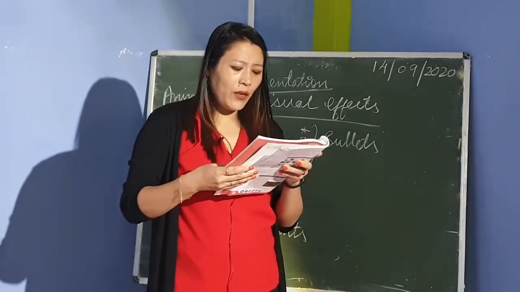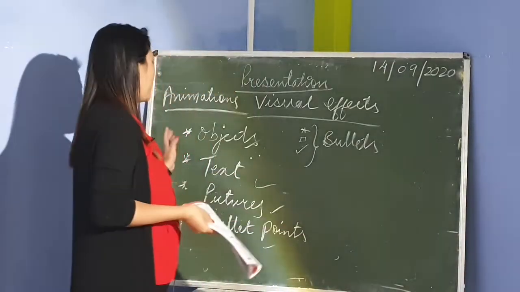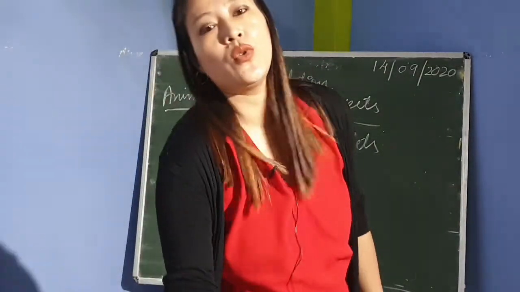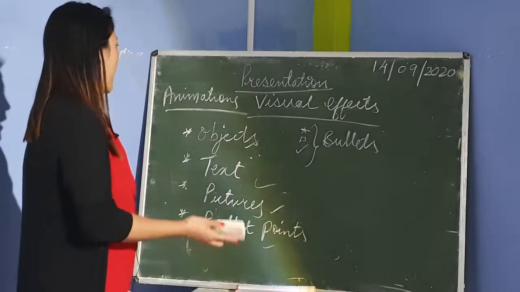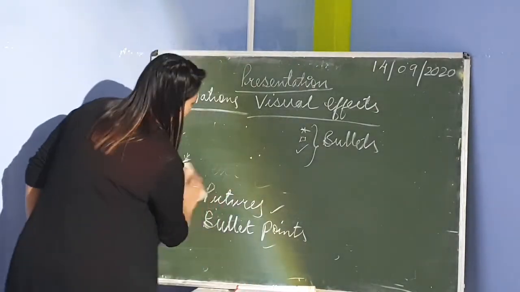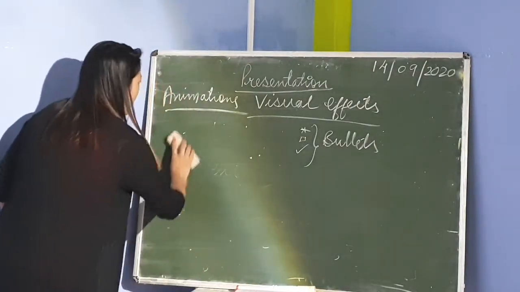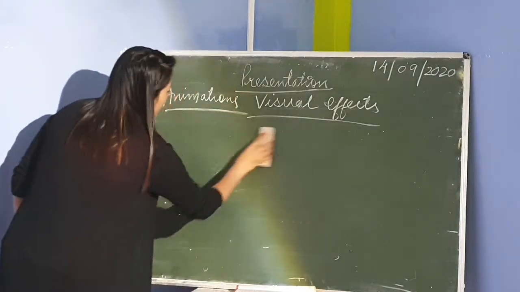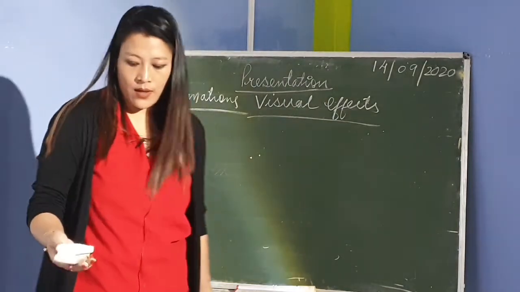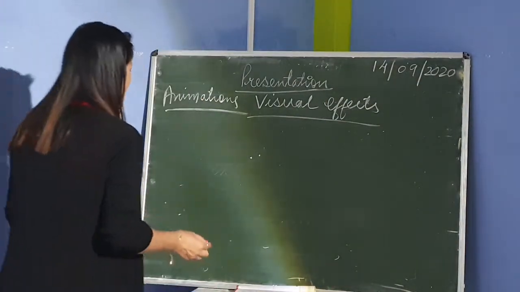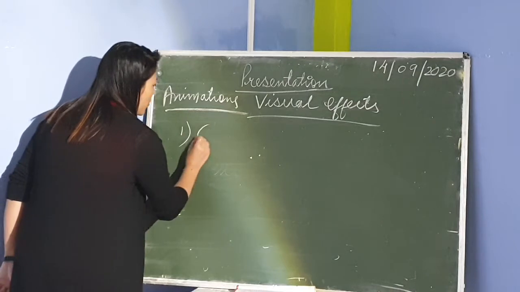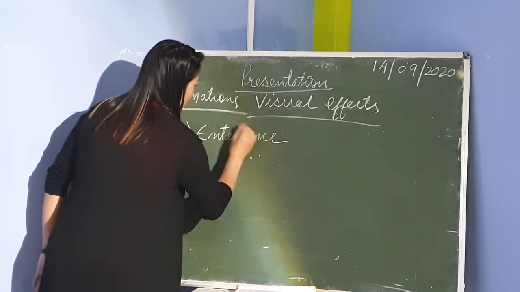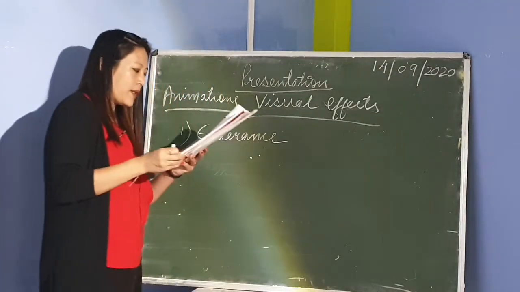While giving animations in PowerPoint, animations are grouped into 4 different parts. When you give animations, you can select animations from these 4 different groups. The first one is known as entrance, E-N-T-R-A-N-C-E. So the first one is called entrance.